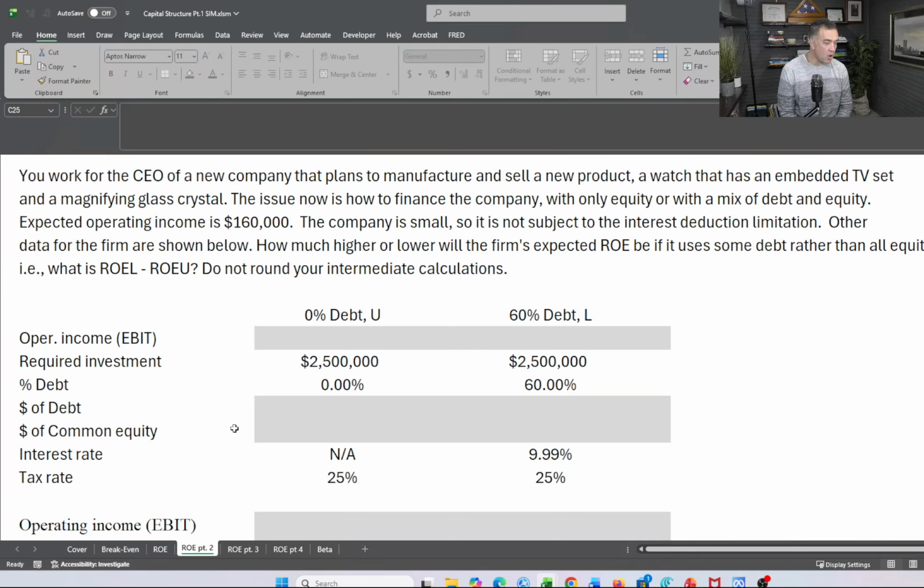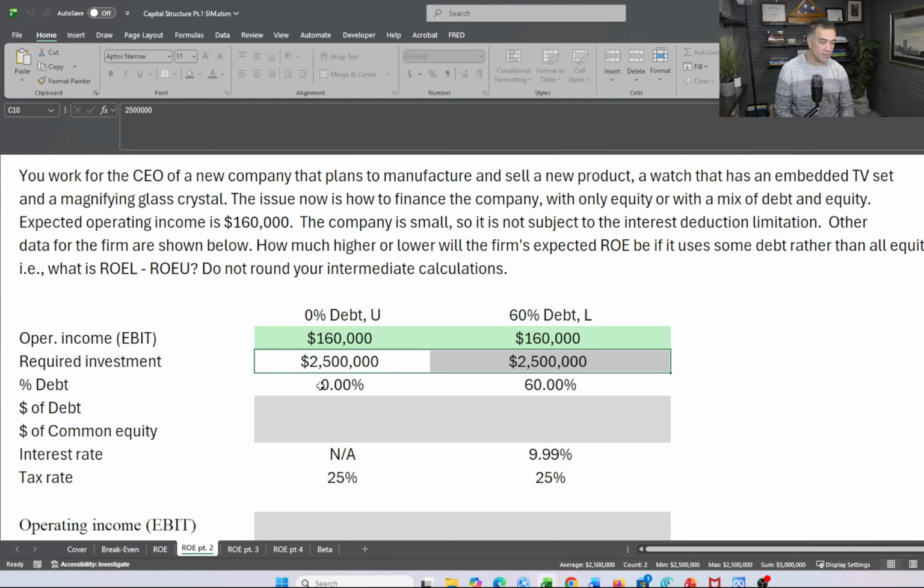The company is small, so it is subject to interest deduction limitation. Other data for the firm are shown below. So let's go through that. That's EBIT, so it's $160,000. And all we're doing is comparing the capital structure. This company has all equity, zero debt. This company has 60% debt. This is the required investment. That's the capital into the business.